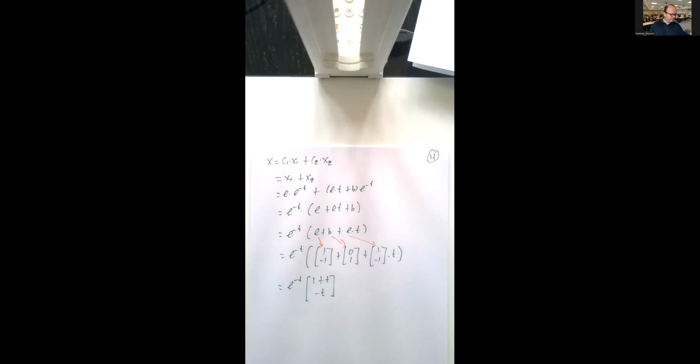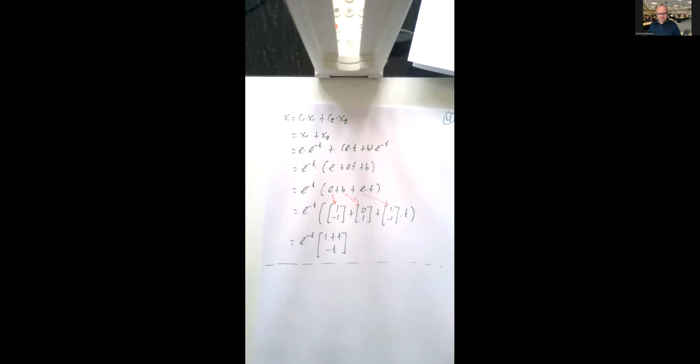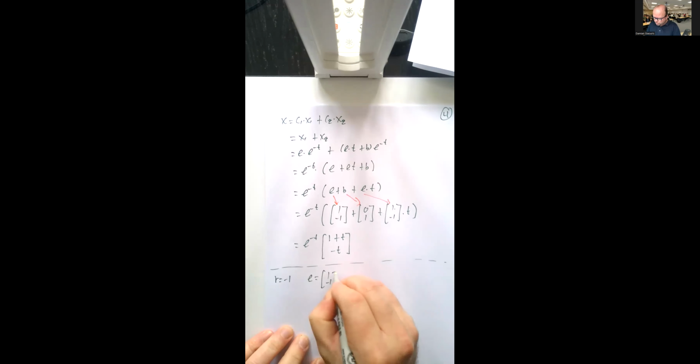Tidy up my papers here. And now we are asked to solve this once again using the state transition matrix. Let me just remind myself, R is 1 minus 1. My eigenvector is 1 and minus 1. And the generalized eigenvector is 0 and 1.